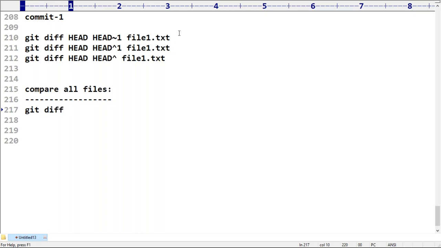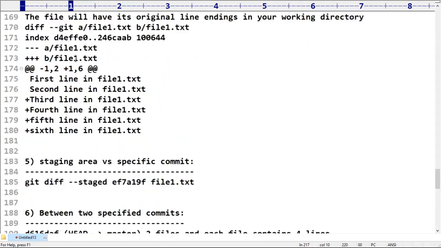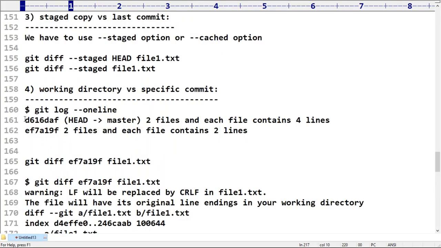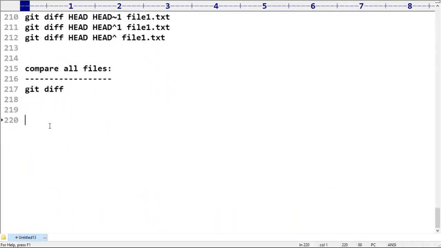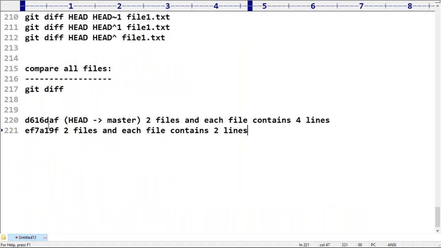Git diff. What is the first commit? There are two commits I took, sir. These are the two commits. Now, sir, all files I want to know. Don't specify file 1, then it is going to show all files comparison. Source I'm taking the first commit, and destination I'm taking the last commit. That's all. Don't specify any file names.